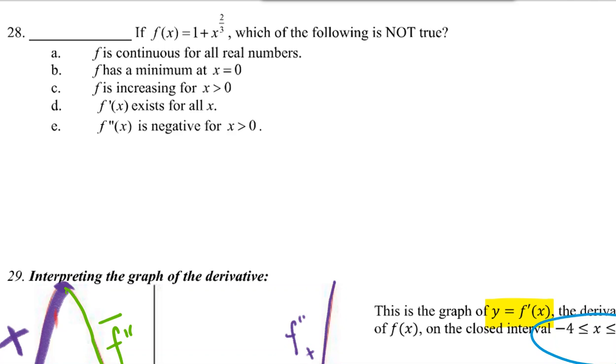All right, so 28 looks like it's written in a way where we've got to consider most of these things, at least until we figure out the one that's not going to be true. So minimum, increasing, continuous, derivative exists, second derivative is negative. Sounds like at some point, unless the answer stands out to you, which it doesn't to me, we're probably going to need the first derivative and maybe the second derivative.